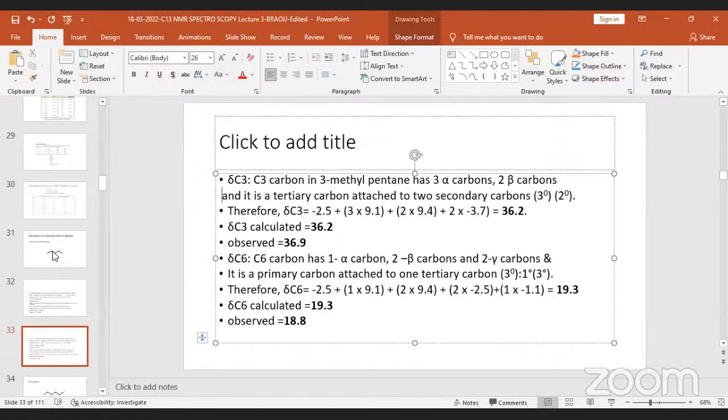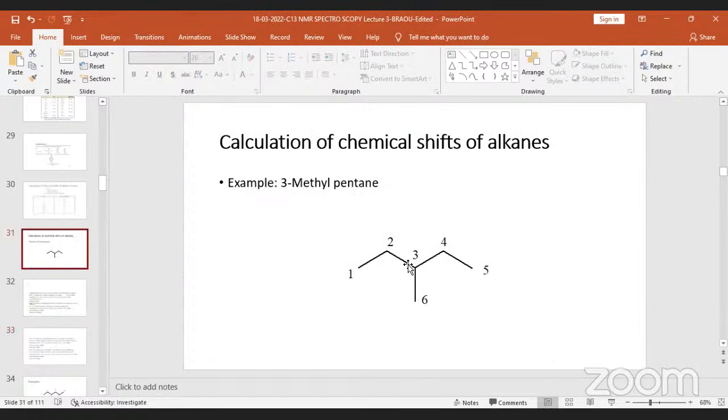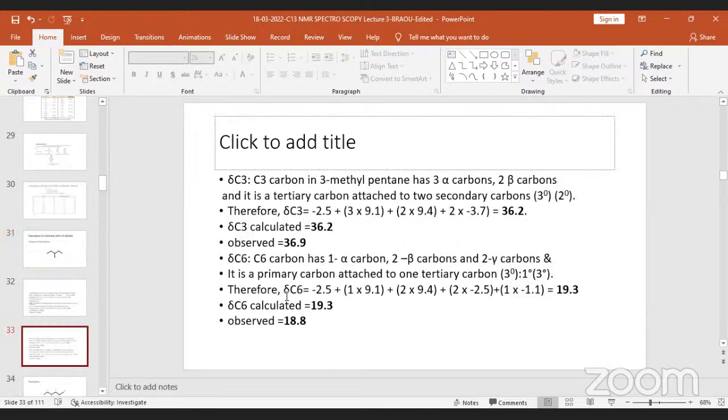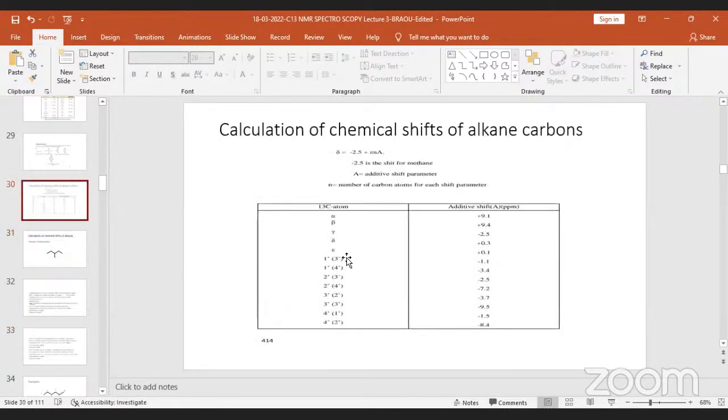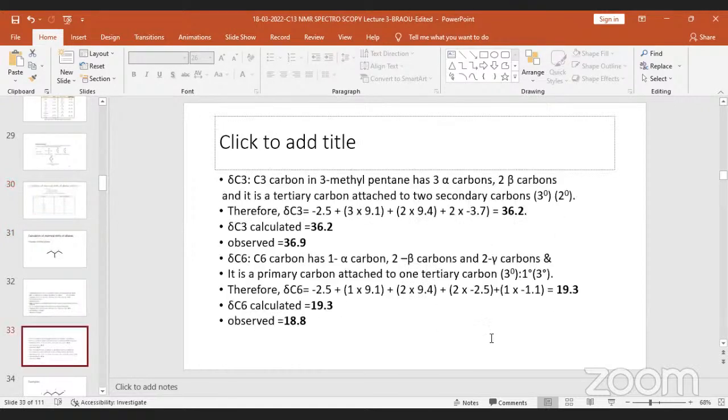And next, last one is the 4th carbon. This one. So how many alpha carbons? 1 alpha carbon, 2 beta carbons, and 2 gamma carbons. Let us see how it is coming. It is a primary carbon attached to 1 tertiary carbon, for which an additive shift is there: primary carbon attached to tertiary carbon, minus 1.1. You have to add this, and you will get 19.3. And observed value is 18.8.